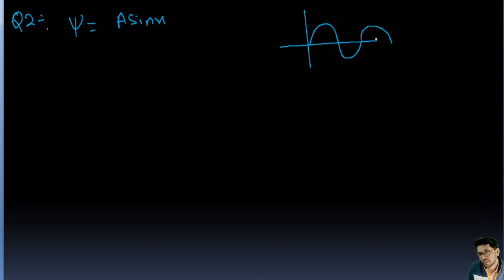Question number 2 for this lecture. We have been given psi equal to a sin x. We know the graph of sine, this one is the graph. We have been given psi equal to a sin x, and we need to find whether this is a wave function or not.